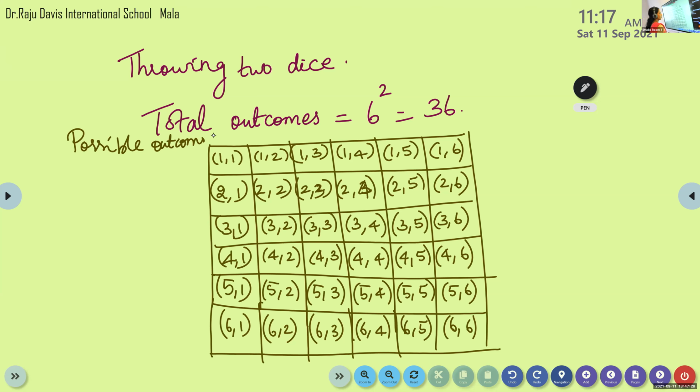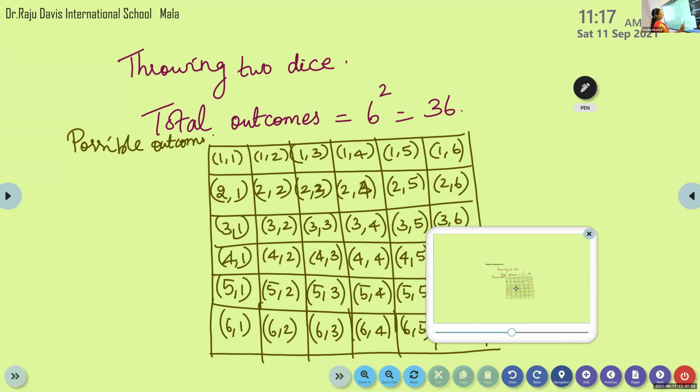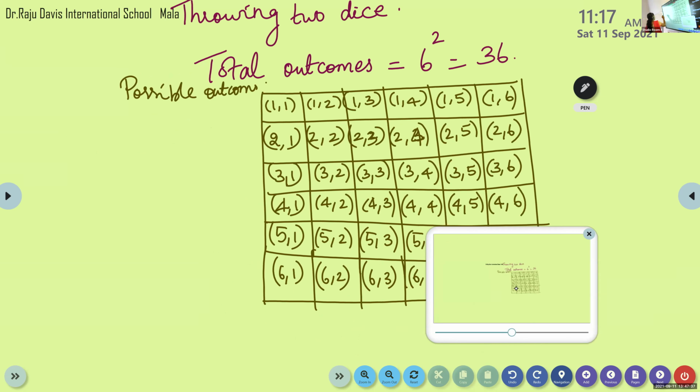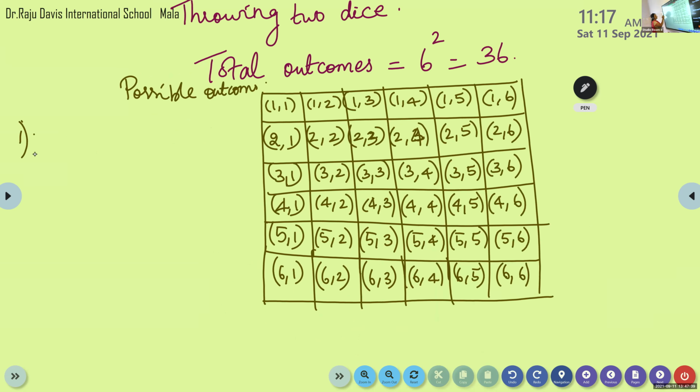Finished? Okay. Now listen, children. The first question is, what is the probability of getting a doublet? What is meant by doublet?